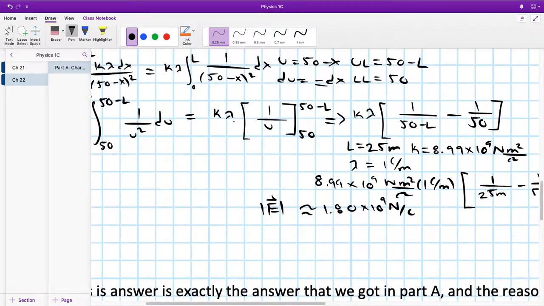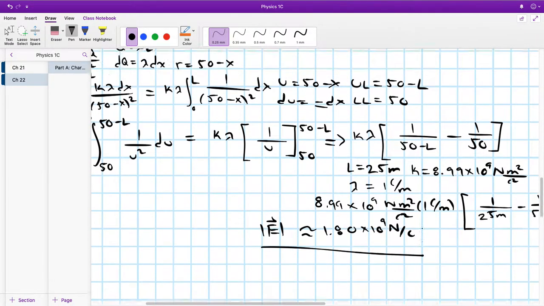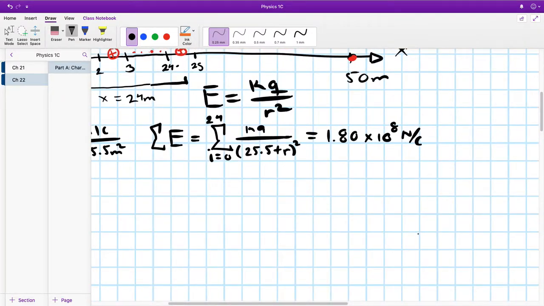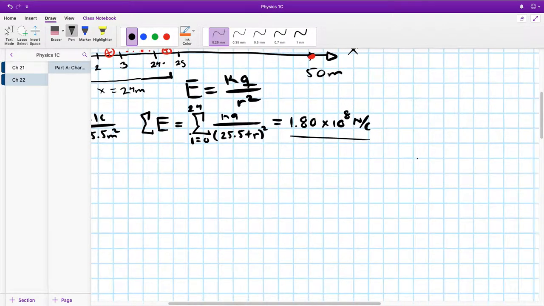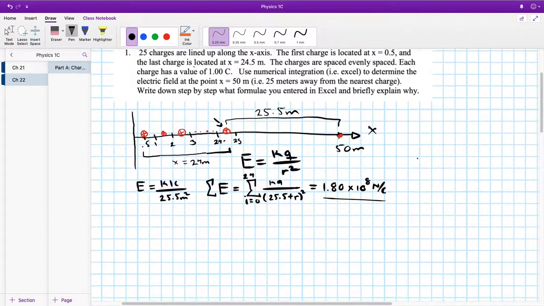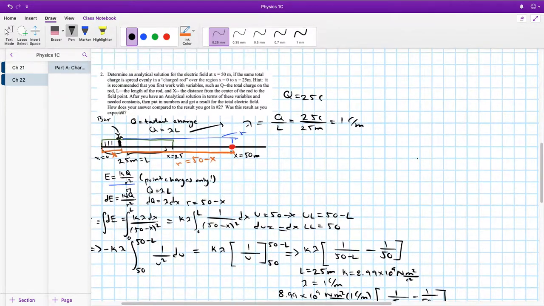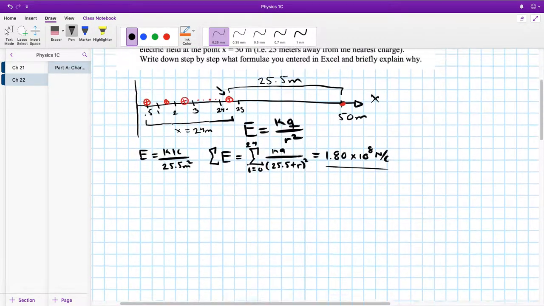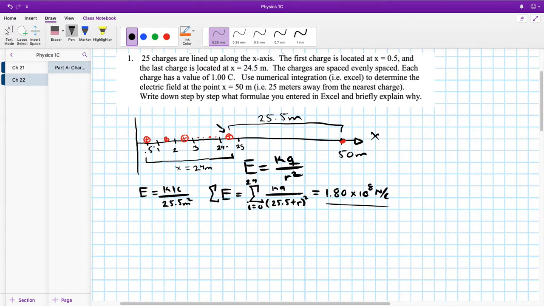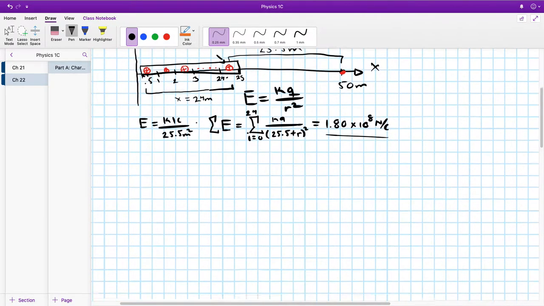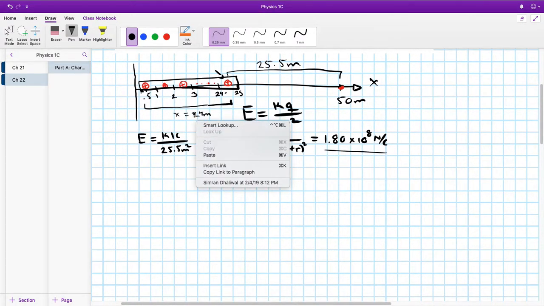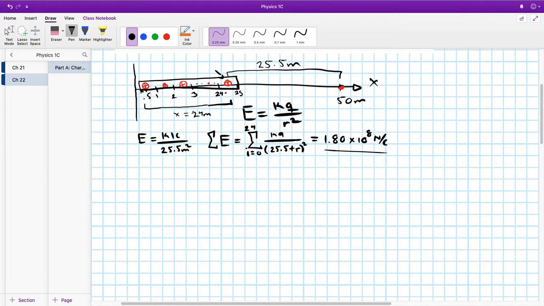Now you can see that this answer is very close to the answer we got for the exercise in the video before this one right here. So what does this tell you? Well, this tells you that this charged rod behaves the same as a set of evenly spaced charges. So 25 of these evenly spaced charges act the same as a charge of normal distribution would behave, meaning that the electric field produced by both of them is the same, which is pretty cool.